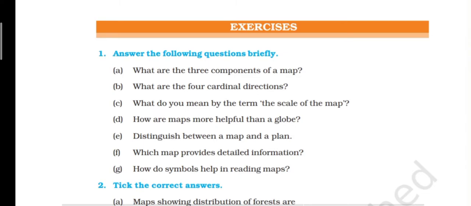Now question number B, what are the four cardinal directions? Here also you will only mention the names: the four cardinal directions are north, south, east and west.